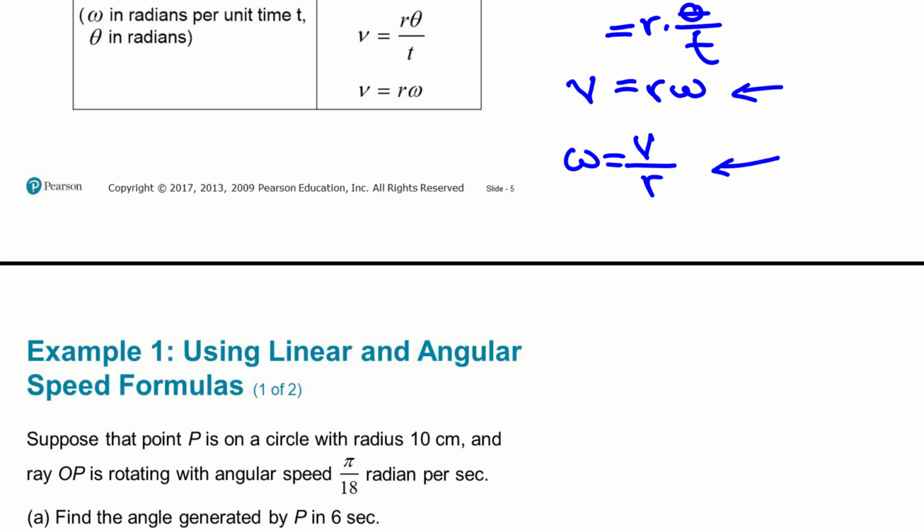Okay, there's a real simple example here to your left. Example 1, using linear and angular speed formulas. Suppose that point P is on a circle with radius 10 centimeters and ray OP is rotating with angular speed pi over 18 radians per second. Find the angle generated by P in 6 seconds. I want you to pause the video and see if you can figure it out on your own before you come back to see the solution.